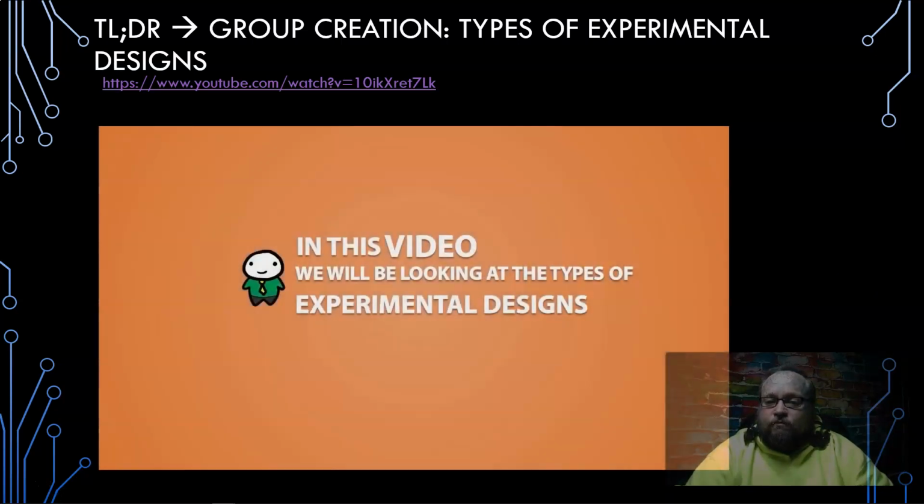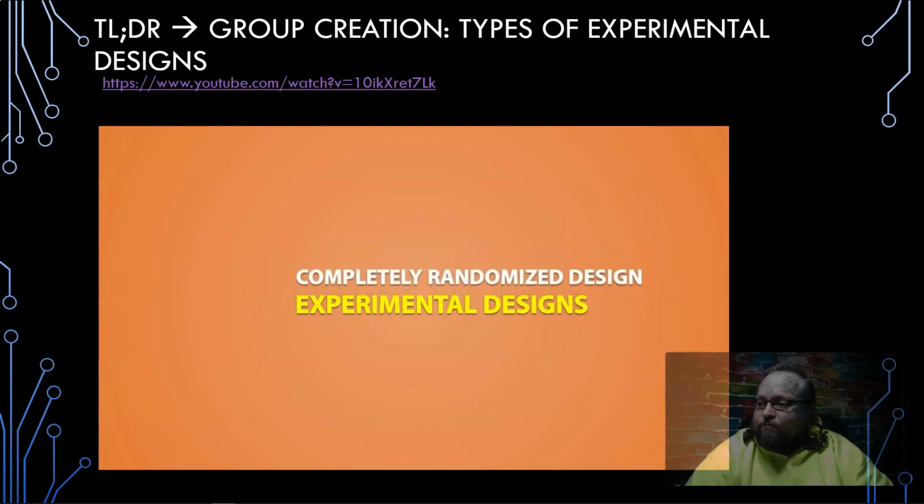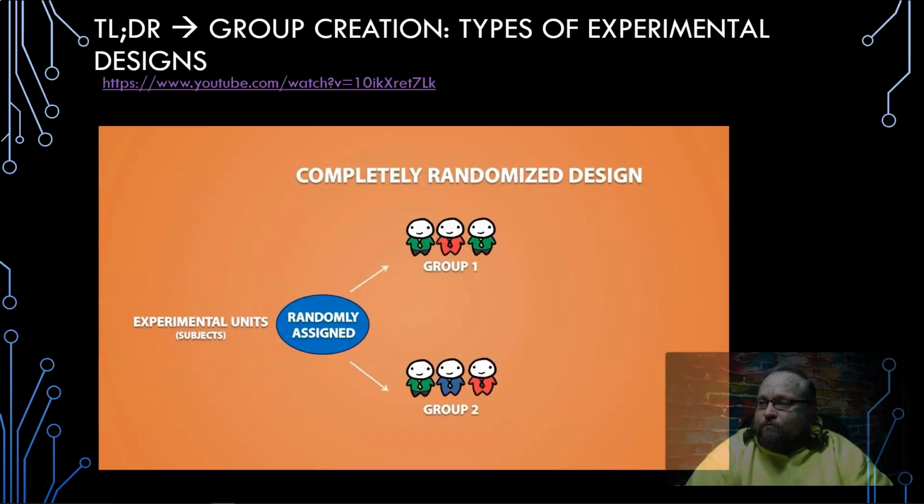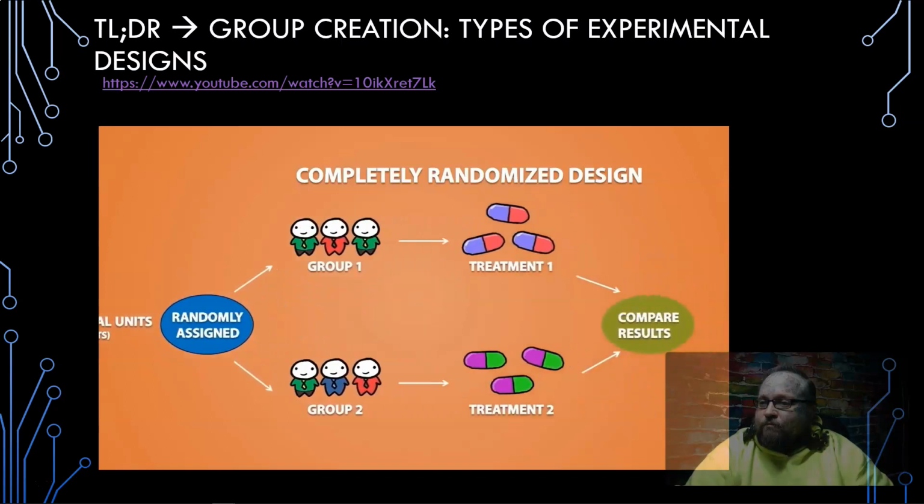In this video, we will be looking at experimental designs. The types of experimental designs include the completely randomized design, the randomized block design, and the matched pairs design. In a completely randomized design, each experimental unit is randomly assigned to a random group to receive a different treatment. Each unit in the same group will receive the same treatment, and at the end of the experiment, you will compare the results from each treatment.